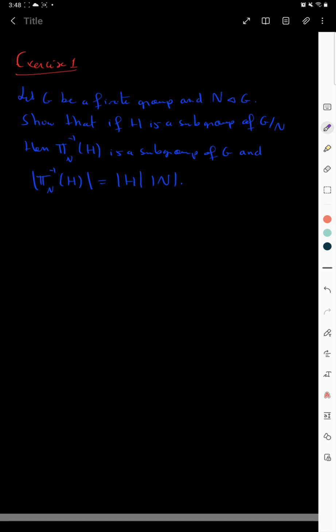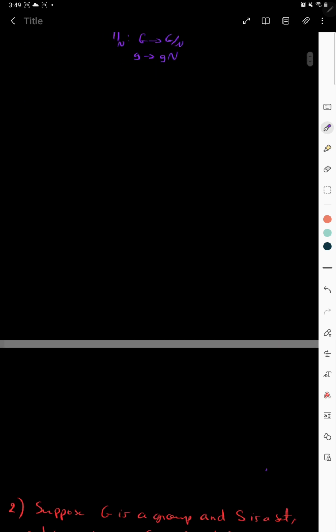Okay, so let's start with the first question. Let G be a finite group and N a normal subgroup of G. Show that if H is a subgroup of G mod N, then pi_N inverse of H is a subgroup of G, and the size of pi_N inverse of H is |H| times |N|. Here, of course, pi_N is the projection from G to G mod N that sends an element g to the coset gN. Okay, so let's prove that.